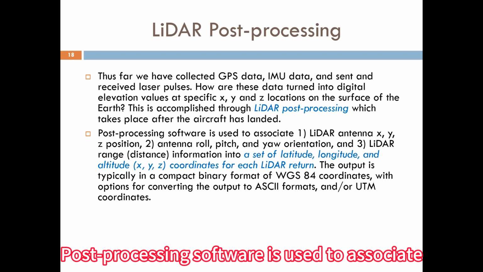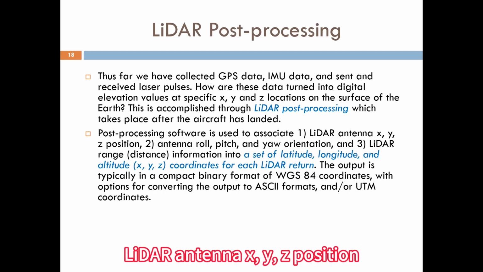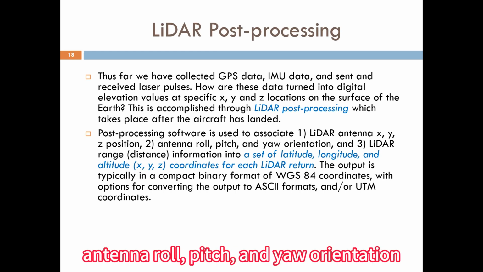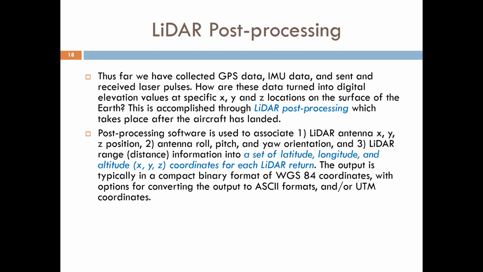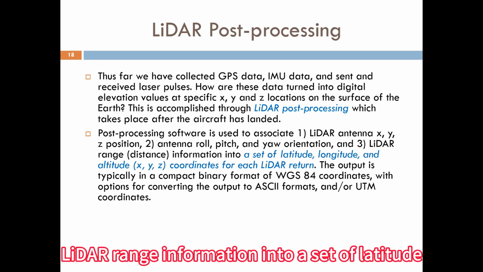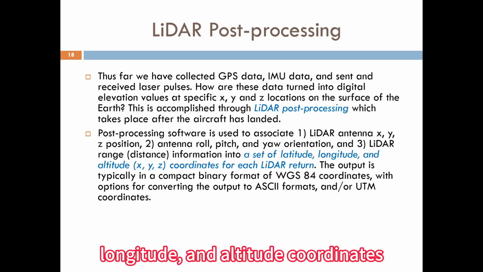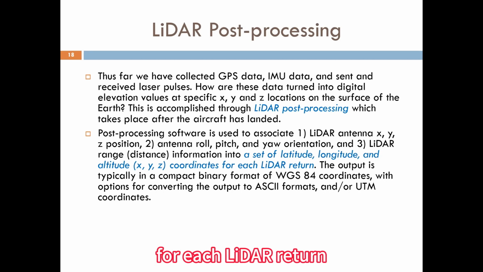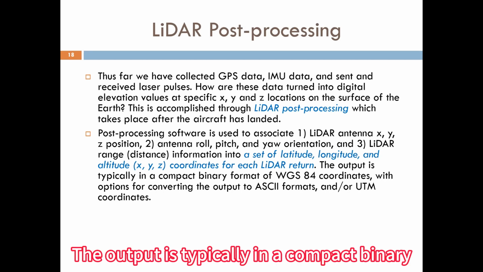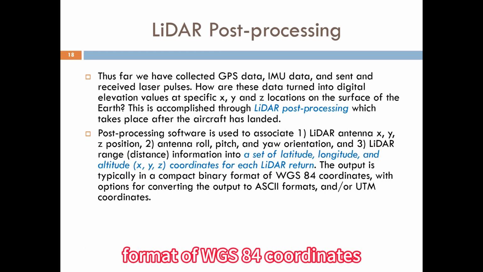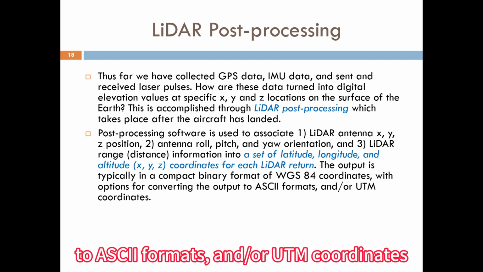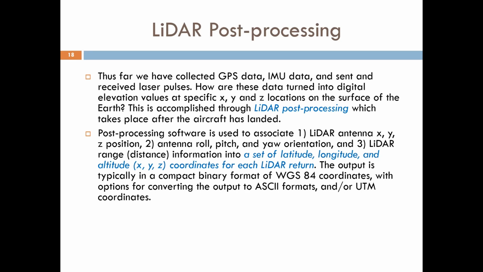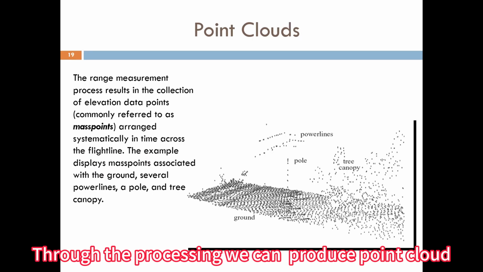Post-processing software is used to associate LiDAR antenna X, Y, Z position, antenna roll, pitch, and yaw orientation, and LiDAR range information into a set of latitude, longitude, and altitude coordinates for each LiDAR return. The output is typically in a compact binary format with WGS84 coordinates, with options for converting the output to ASCII formats and/or UTM coordinates. Through the processing we can produce a point cloud.